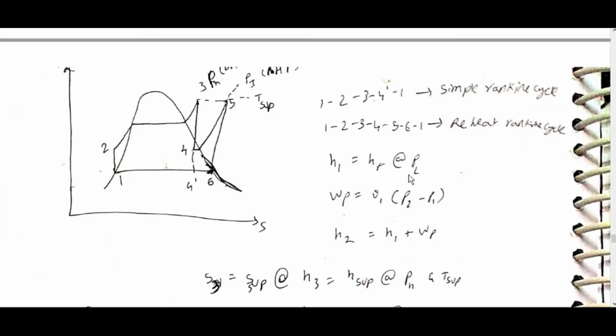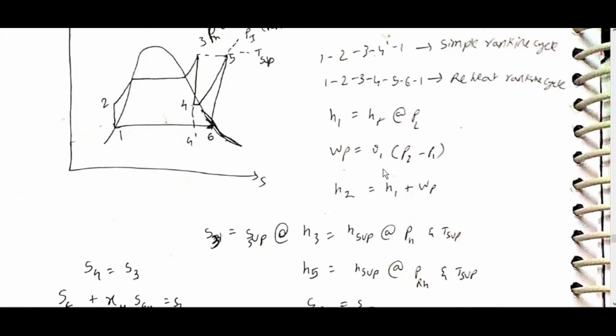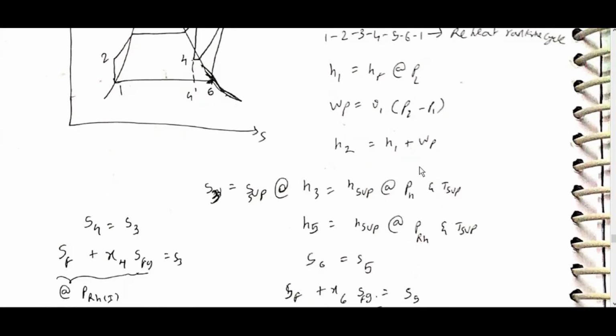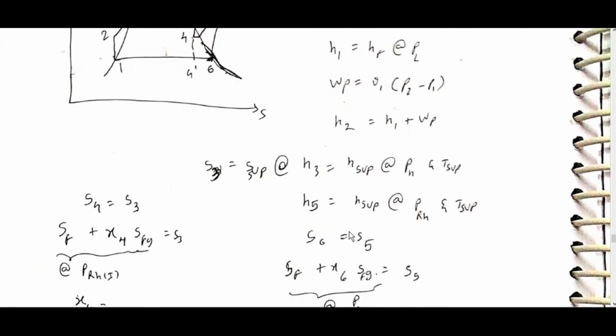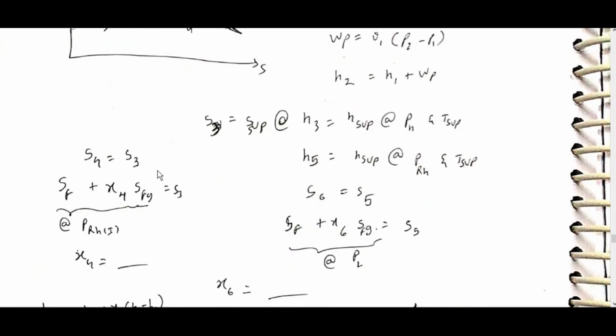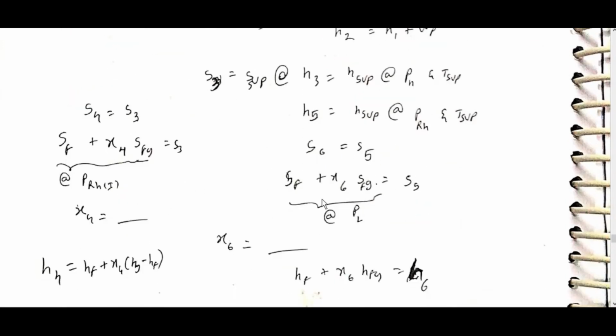H1 is equal to Hf at PL. WP is equal to V1 into P2 minus P1. H2 is equal to H1 plus WP. S3 is equal to S superheat and H3 is equal to H superheat at PH. H5 is equal to H superheat at PL. S4 is equal to S3. S6 is equal to S5.